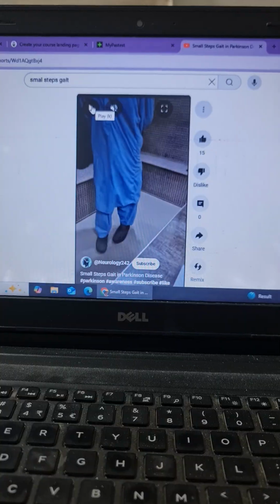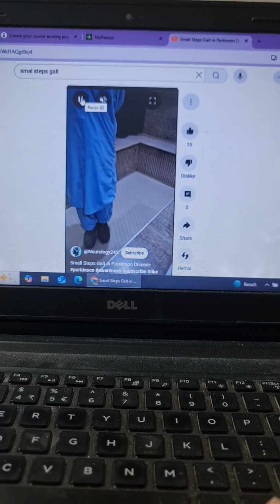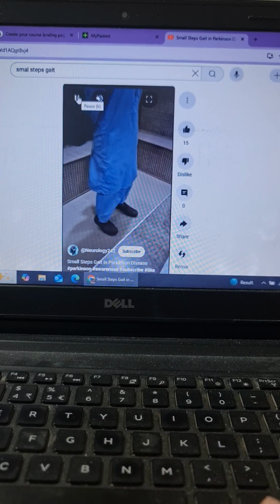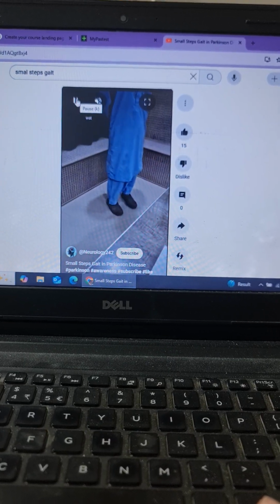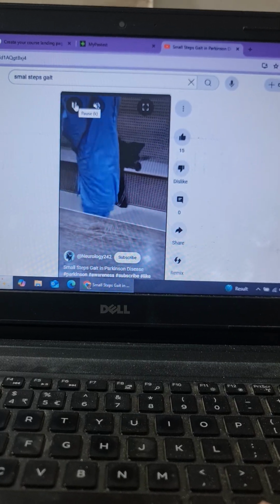And how is this going to look like? We will see this in the patient of Parkinson's. This is small steps shuffling gait, and he has reduced arm swing.